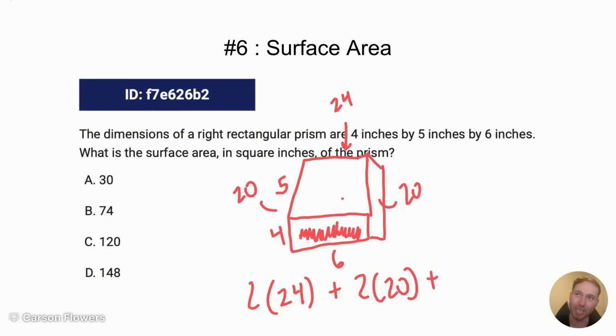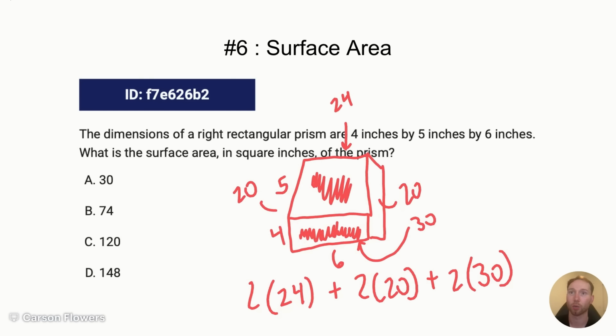And then we're going to have these faces right here. This one right here, where it's 5 by 6. In this case, we're going to multiply 5 by 6 together to get 30. And don't forget, there's 2 of them. So we're going to do it like this. And all of this added together will be something like 40 plus 48 plus 60, which equals 148, which is going to be answer choice D in this case.